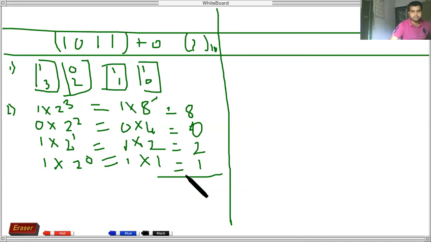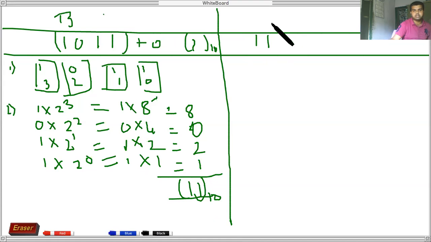Now we will add up. So 8 plus 2, 10, 10 plus 1, 11. 11 becomes the decimal number of this binary value. Now I will check if my answer is correct: if I reverse this number, then I will get this particular number. So this was binary to decimal.